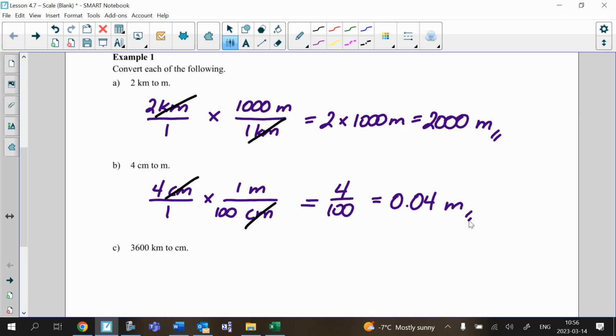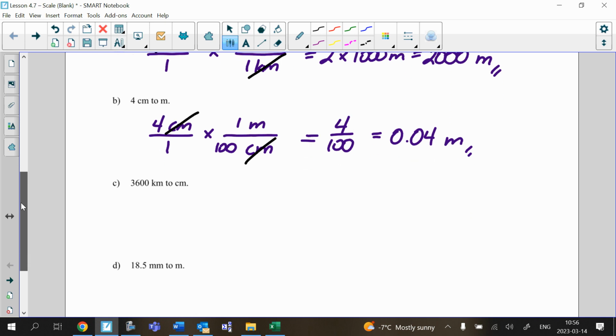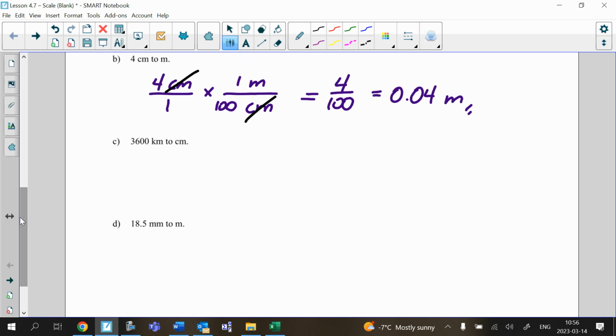Sometimes you may have to convert twice, like the next example. 3,600 kilometers to centimeters. If you look at the list above, there's no conversion from kilometers to centimeters. We have to go to meters first, and then from meters we go to centimeters. So we've got to convert this to meters first.